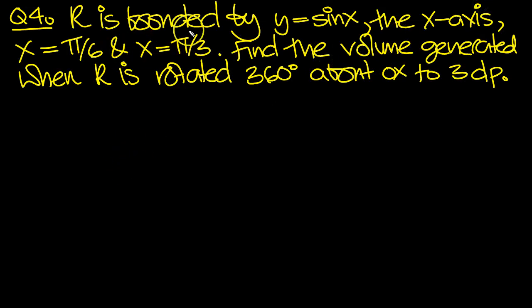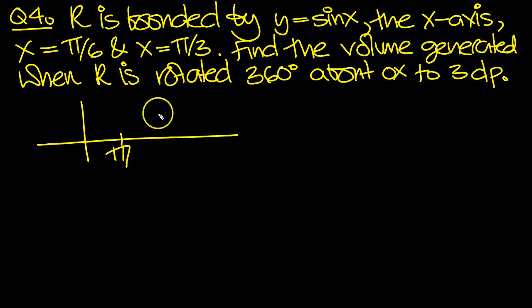So let's have a little look at this then. Find the volume generated. So I'll just do a little sketch here. Basically we're just drawing the sine curve between pi over 6 and pi over 3. So that's between 30 and 60 degrees. And sine goes from 0 to 1 between 0 and 90, doesn't it? So the curve in principle is going to look like that, that segment. And then we come down here, don't we? And basically this is the region R.